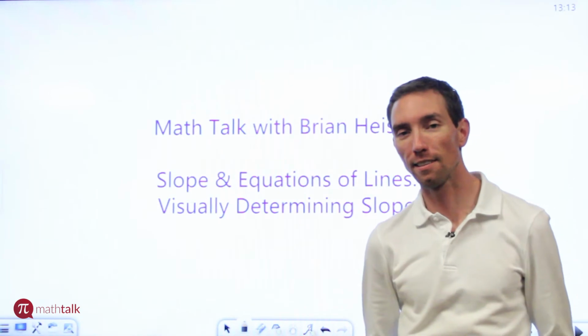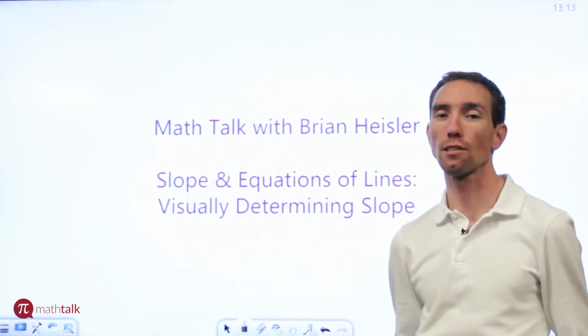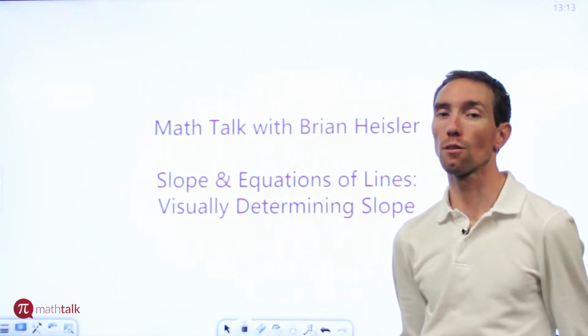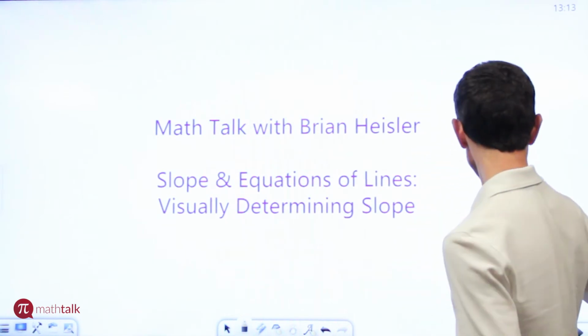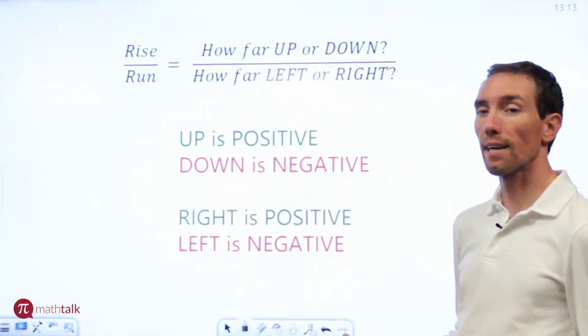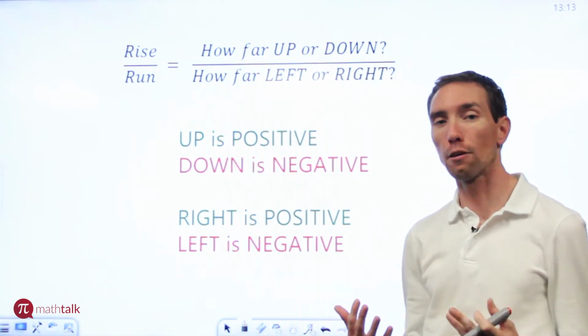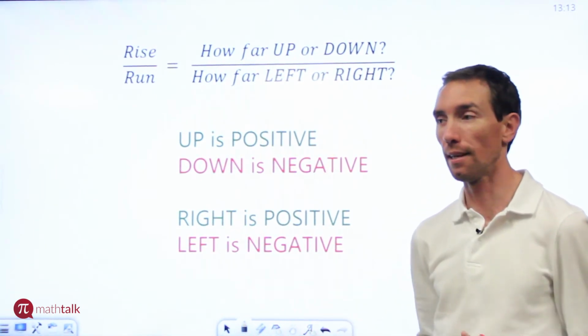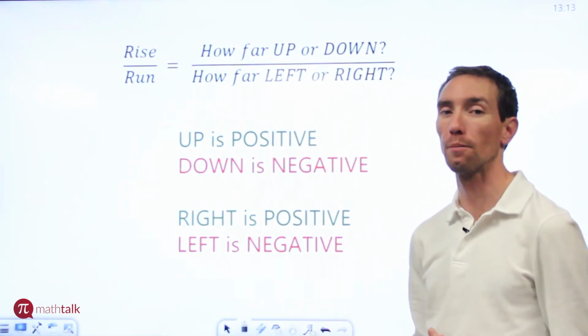I'm your host, Brian Heisler, and today we're going to start a little series on slope and equations of line. So let's get started. We're going to look at how to find the slope if you're given a graph with 2 points and a line segment. And so it's going to be looking at visually determining the slope.